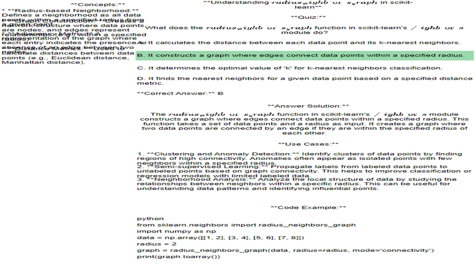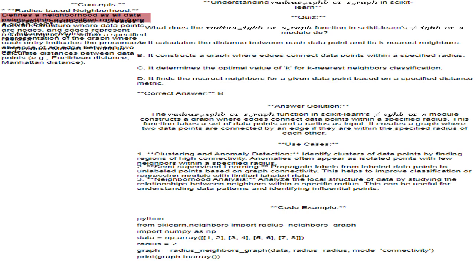B. It constructs a graph where edges connect data points within a specified radius. In radius-based neighborhood analysis, we define a neighborhood around a data point by considering all points within a specified distance radius. For example, if we have data points representing locations on a map, we might define a radius of 5 km to include all points within 5 km of a given location. Radius-based neighborhood defines a neighborhood as all data points within a specified radius from a given point.